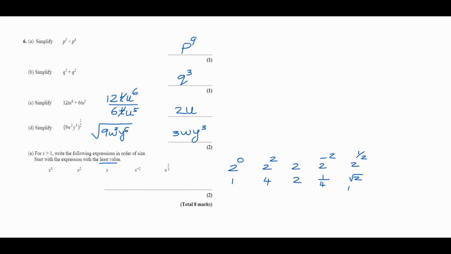Root 2 is, we know, 1.4. So the smallest one is 2 to the power minus 2. When you're writing, you need to write x to the power minus 2, comma. The next one is x to the power half, then x to the power 0, then x squared. That is the answer for question number 6.